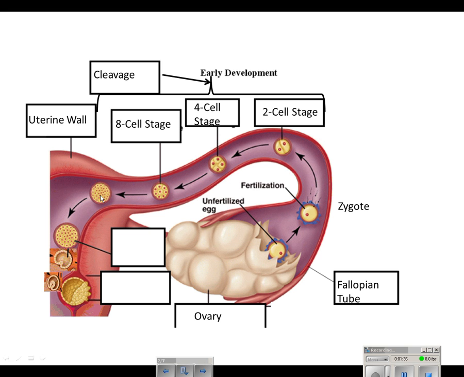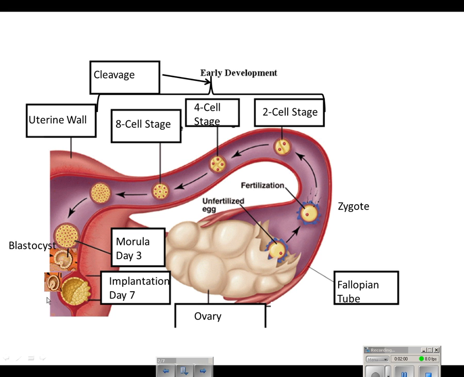Now, when it's a ball of about 50 cells or so, it's called a morula, and that happens about day 3. Then that morula will hollow out and become a hollow ball of cells, and that's called a blastocyst. Then the blastocyst will implant itself, hopefully, into the uterine wall so that it can further develop. And implantation will happen about a week after fertilization.